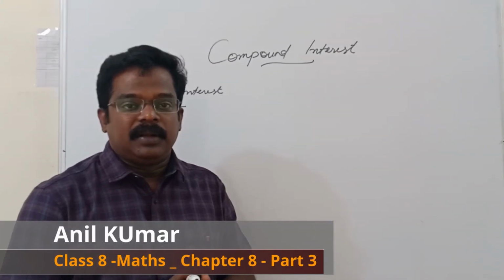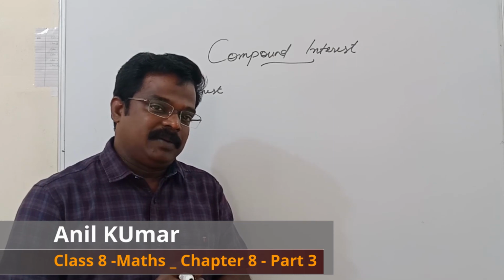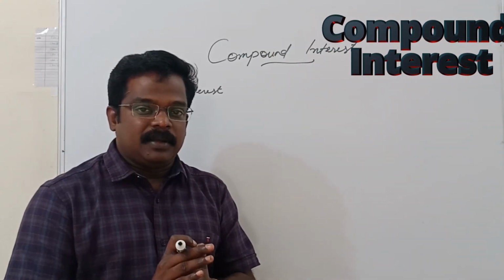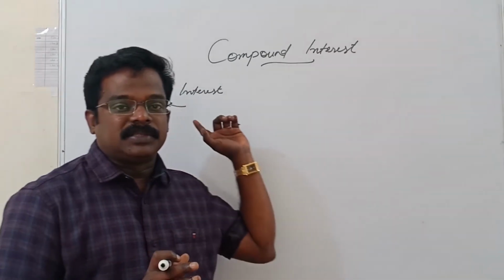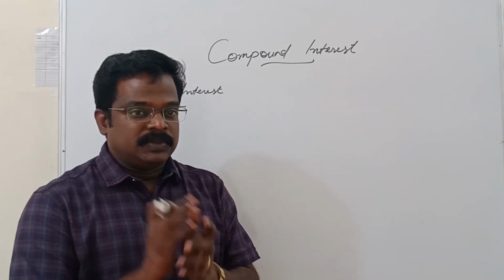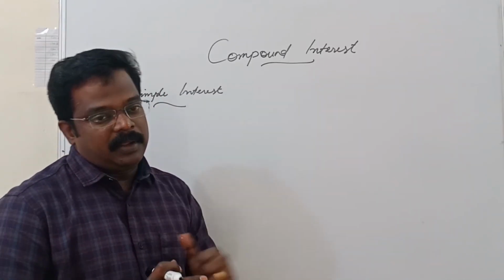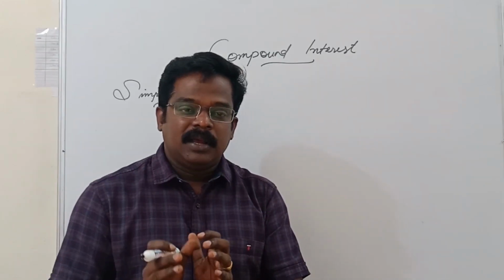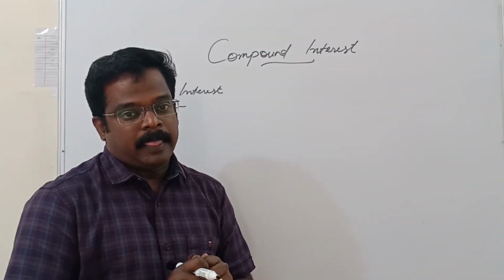Today we are going to learn the last part of our present chapter, that is compound interest. In class 7, you had learned simple interest. How can we calculate simple interest by using a formula? So this year we are studying compound interest. Actually, what is compound interest and what is simple interest? And what is the difference between these two?